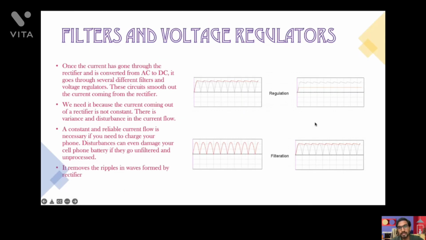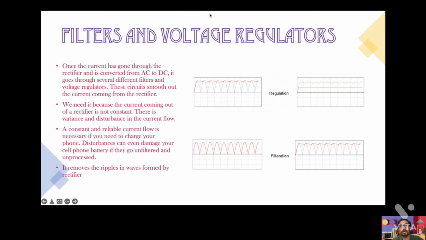Next is filters and voltage regulators. Once the current has gone through from AC to DC, it goes through several different filters and voltage regulators. These circuits smooth out the current from the rectifier. We need it because the incoming current is not constant and it has many ripples.